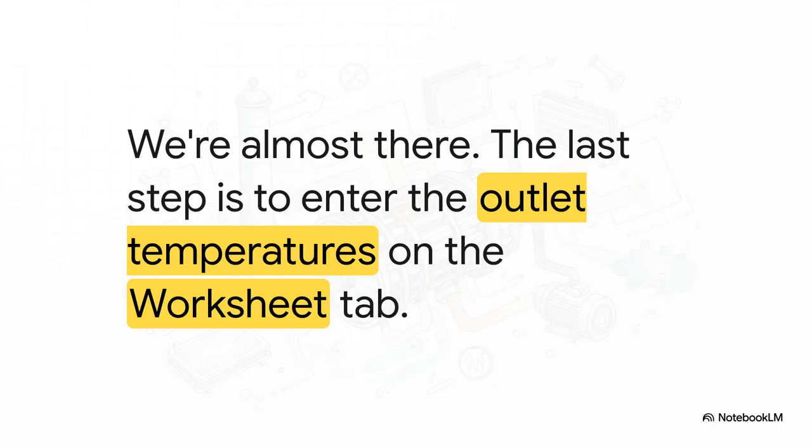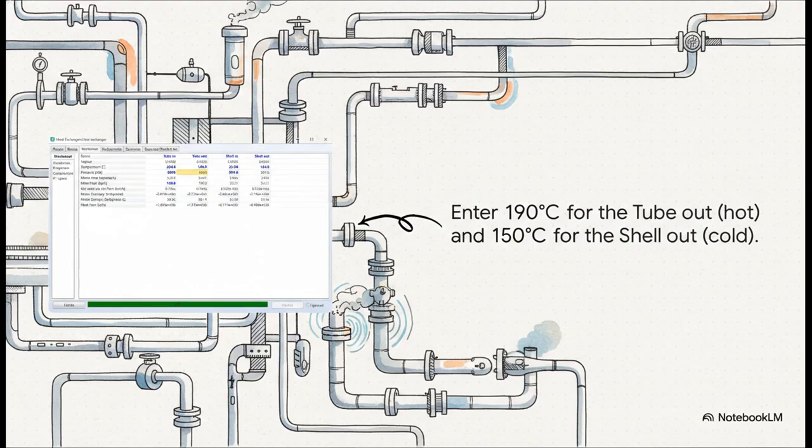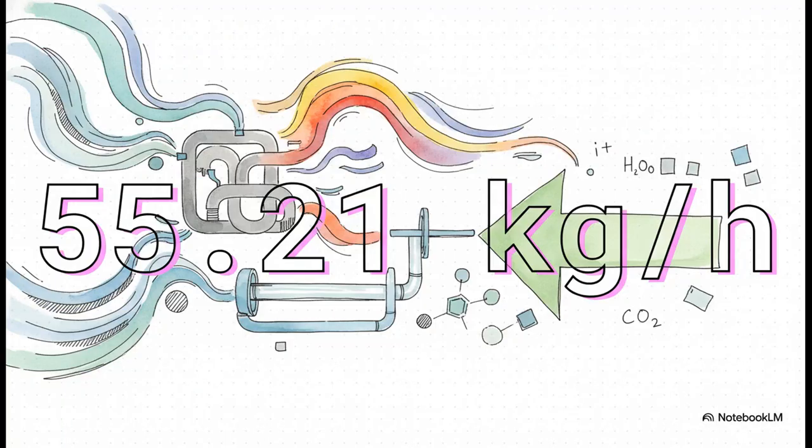The last thing to do is just enter those outlet temperatures on the worksheet. So we'll enter 190 for the hot outlet and 150 for the cold. Now, just watch what happens next. And boom, there's our answer. HYSYS instantly crunched the numbers. It's 55.21 kilograms per hour.